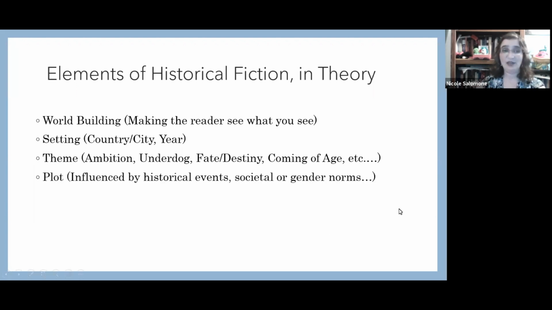Like the theme, the plot has to make sense for the time period. Generally, the plot will be at least influenced by historical events of that time period. If you're not writing during a specific historical event, then the norms of your main character's place in society and gender at least have to be mentioned. Even if your main character is not adhering to those norms, you'll have to let the reader know what they are so that they can understand how your character or characters are behaving differently and why that makes them so remarkable.